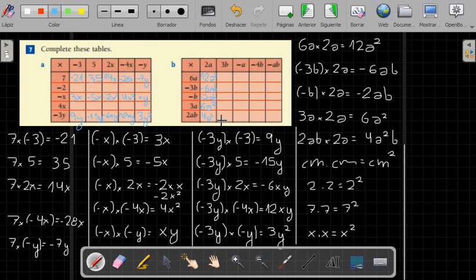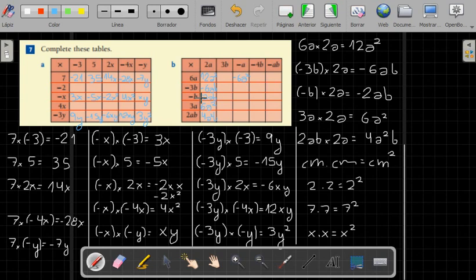Alright, now I want to do something different. Let's complete the chart or the table from here. Negative multiplied by positive multiplied by negative, it's going to be negative. We only have one number, which is the 6, and a times a is a squared.